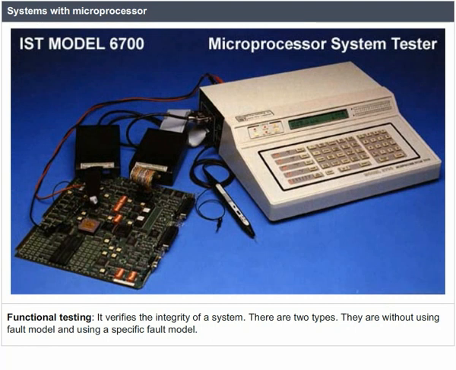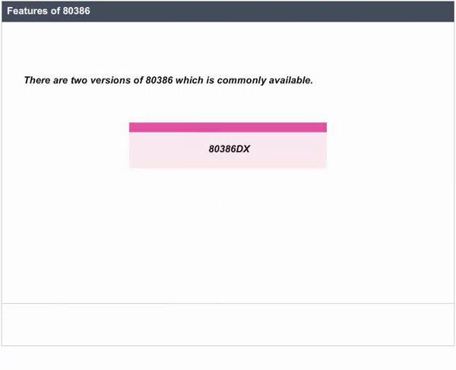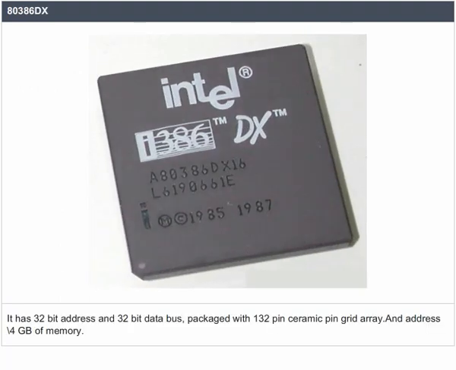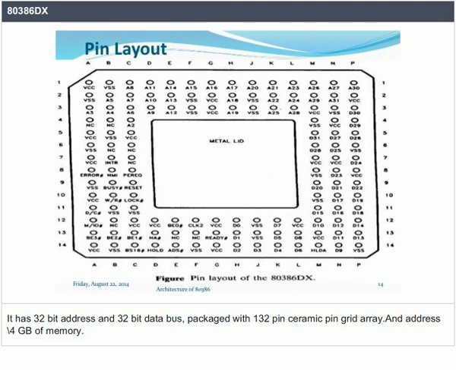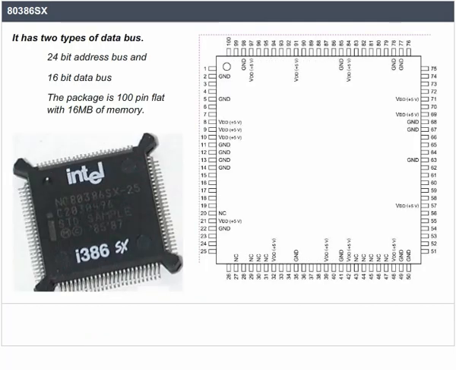Features of the 80386. There are two versions of the 80386 which are commonly available: 80386DX and 80386SX. The 80386DX has a 32-bit address bus and 32-bit data bus, packaged in a 132-pin ceramic pin grid array, and addresses 4 GB of memory. The 80386SX has a 24-bit address bus and a 16-bit data bus. The package is a 100-pin flat package with 16 MB of memory.